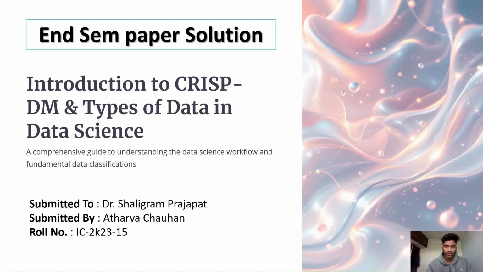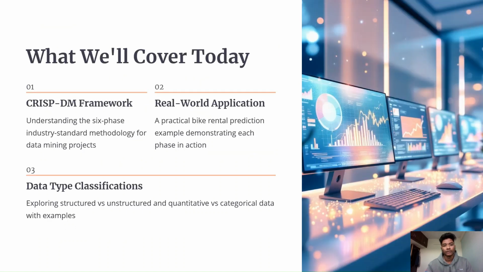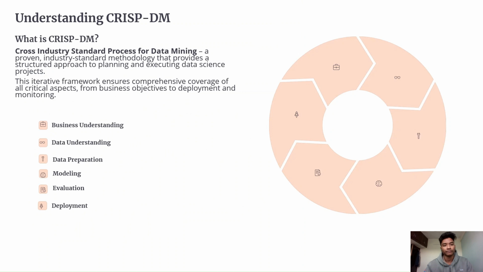So what will we cover today? Here is what we are going to explore. First, we'll understand the CRISP-DM framework, the industry standard workflow followed in data science projects. Next, we'll look at a real world example where we apply this framework to predict daily bike rentals. And finally, we'll understand different types of data, structured versus unstructured and quantitative versus categorical data. So let's start with understanding CRISP-DM.